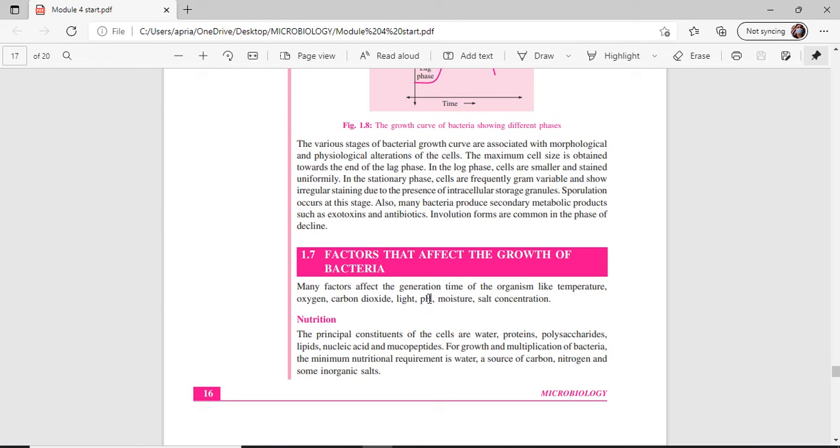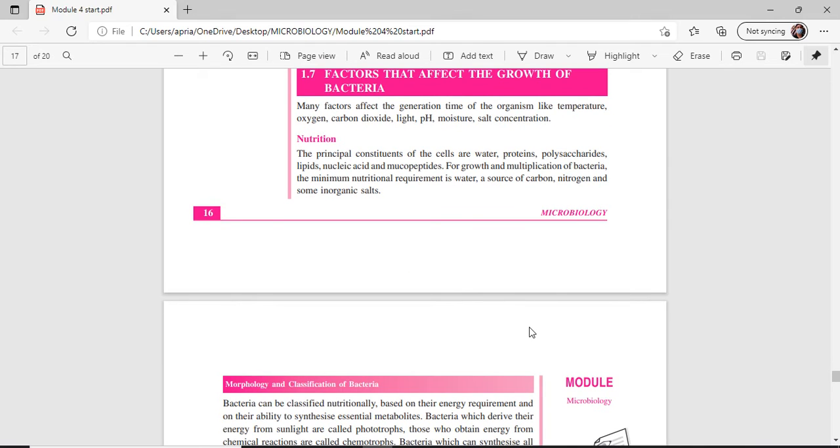It's either acid or base. Then you have your moisture. Moisture means water concentration, water content. Then your salt concentration. We know that mga common bacteria, okay, salt kills them. Pero may mga bacteria man nga gabuhi with the right amount of salt or may gina pangayo nga minimum salt concentration. First of all, you have your nutrients.